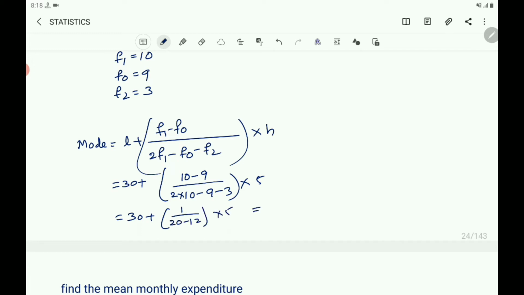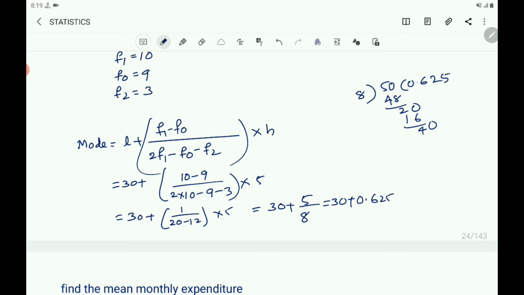Next, 30 plus (10 minus 9 is 1) by (20 minus 12), into 5, that equals 30 plus 5 by 8, since 20 minus 12 is 8. Then 30 plus 5 divided by 8, here you will get 0.625. You can take 0.6 only, then it becomes 30.6. So mode equals 30.6.